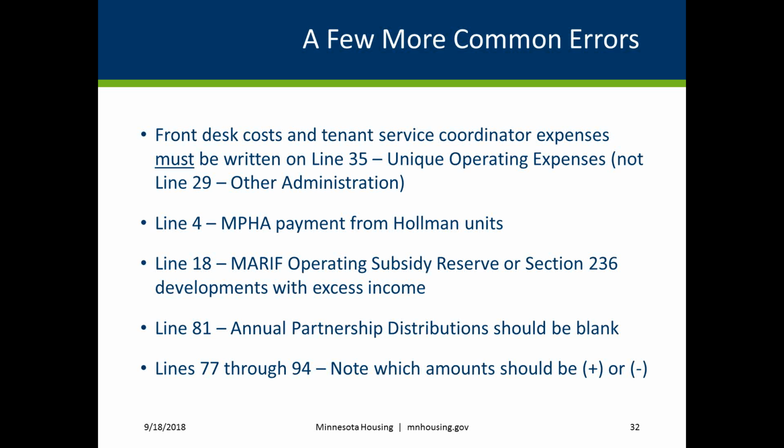Estimated budget numbers for developments receiving Mariff operating subsidy and Section 236 developments that receive excess income should be listed on line 18 of the budget. Break down these numbers in the budget notes by specifying the amount and the source of funds. Line 81, annual partnership distributions, should be blank. For the adjustments that appear in lines 77 through 94, note which line items should be entered as positive or negative. A plus or minus sign appears in parentheses after each line item.